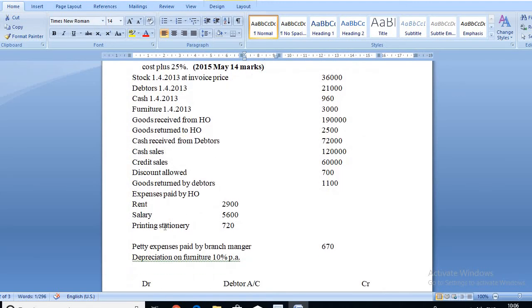Next, petty expenses paid by the branch manager. This should be used to calculate the closing value of cash, and the depreciation of furniture is given. Now it's time to record the closing assets.